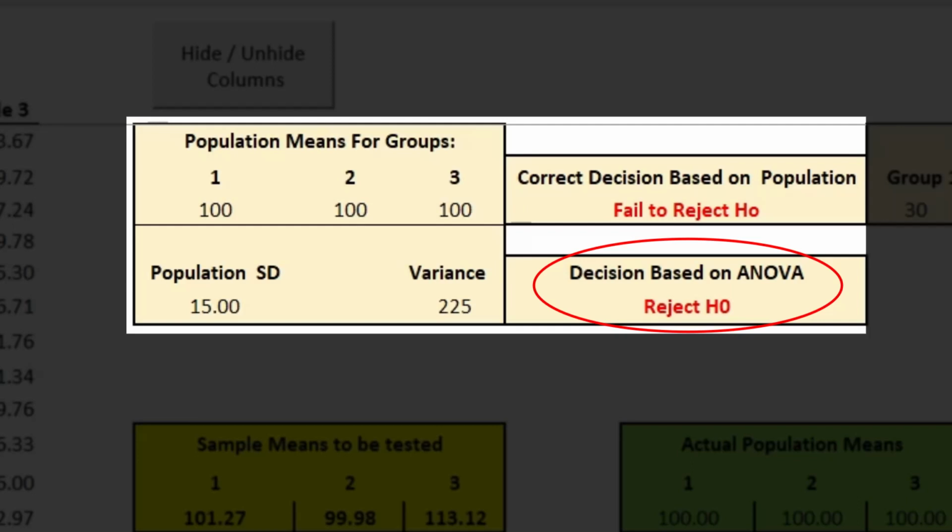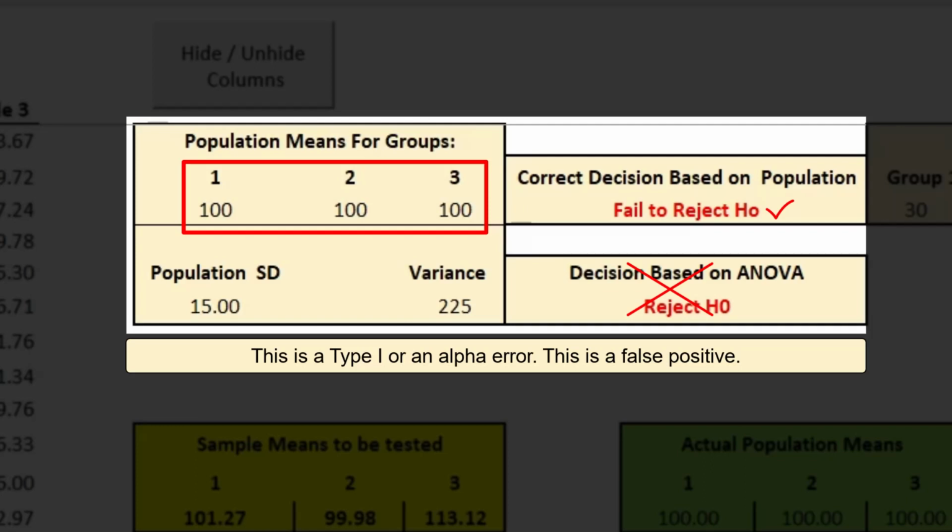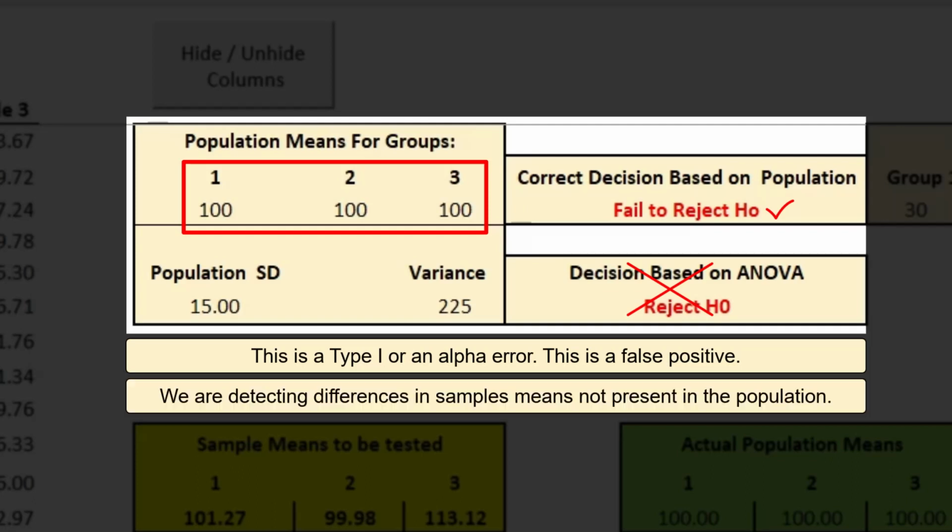However, because we are running a simulation, we know unequivocally, due to the simulation settings, that the population means are actually identical. The null hypothesis is, in fact, true and shouldn't have been rejected. What we're seeing here is a type 1 error in action. Often termed an alpha error, it's a false positive. This means we're detecting differences in the sample means when there aren't any differences among the means in the population.